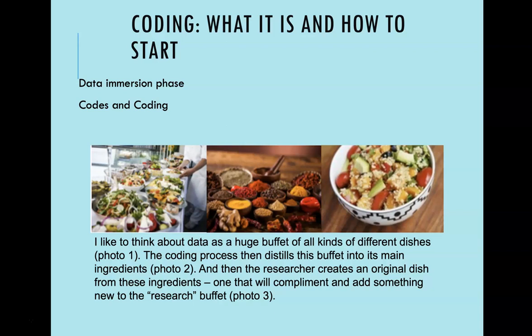The coding process then distills this buffet into main ingredients, and the researcher can create an original dish from these ingredients, one that will complement and add something new to the research buffet. So as the book notes, coding is accomplished via a variety of methods, including coloring, cutting, or even through the aid of computer software. For a very good guide on coding, check out 9.1 that's on page 215.